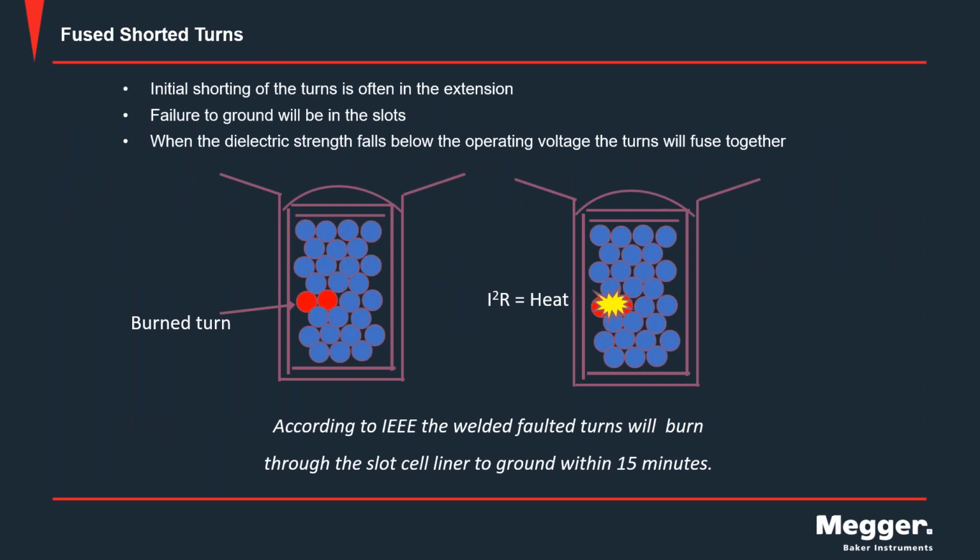So initial shorting happens often in the extensions. That's part of the motor, where the windings come out and back into the stator bore. Failure to ground, of course, is in the slots. But in either case, when the dielectric strength falls below operating voltage, the turns will fuse together. And when they fuse together, we get high heat, I squared R, so we get an increase in current, and then we square that to get to the heat. So it gets very hot very quickly. According to IEEE, the welded fault will burn through the slot cell liner within 15 minutes. So you have a very short amount of time before this catastrophic failure occurs.